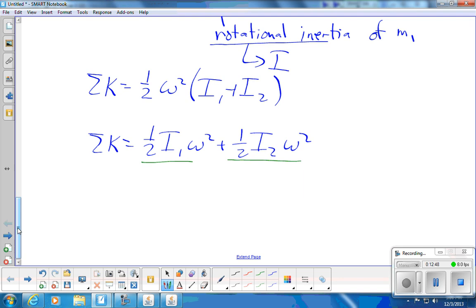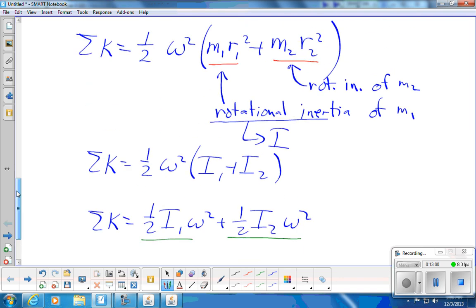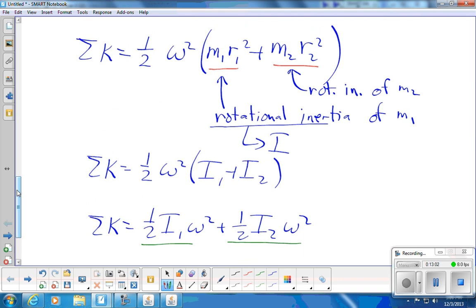But we've defined it now in terms of other quantities, one of which is angular velocity, and the other one is this rotational inertia term, which is a quantity that has numbers in it that are based on characteristics of that mass. In this case, its mass and where it is with respect to an axis.